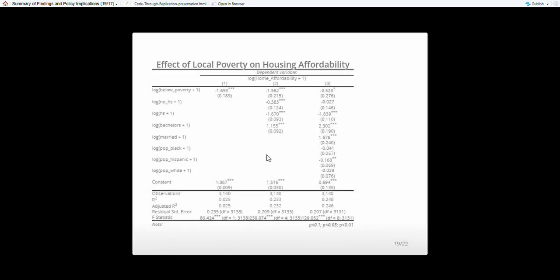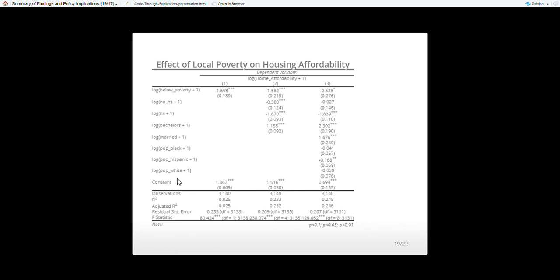Now with the regression model, let's observe this. We can see the log below poverty and population Black and the dependent variable, the home affordability. The coefficient on log population Black plus 1 signifies the influence of the Black population on housing affordability. A positive coefficient suggests that as the Black population proportion increases, housing affordability tends to decrease.